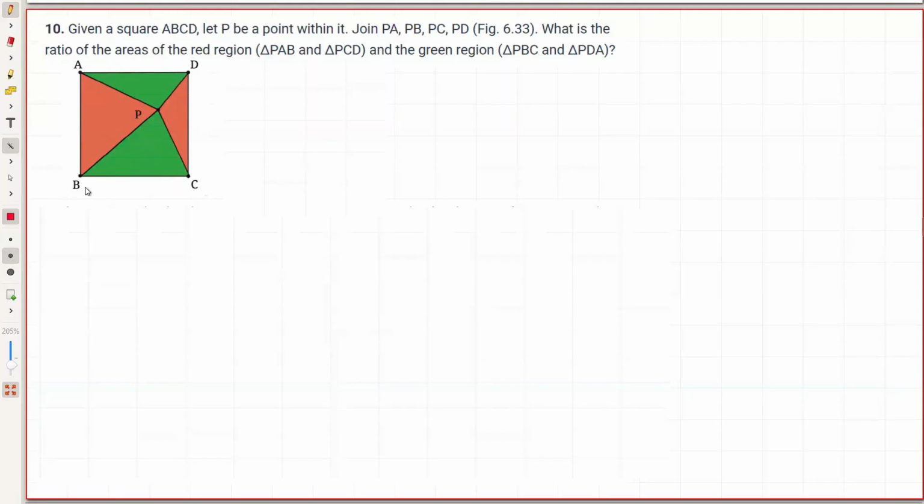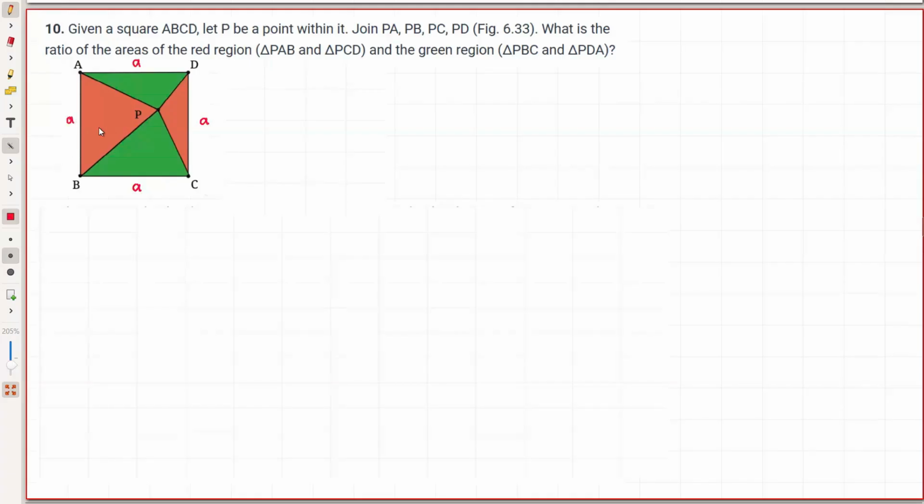So we can just let the side of the square be A. Let the side of the square be A. Now this is A, this is also A, and this is also A. The side of the square is A.